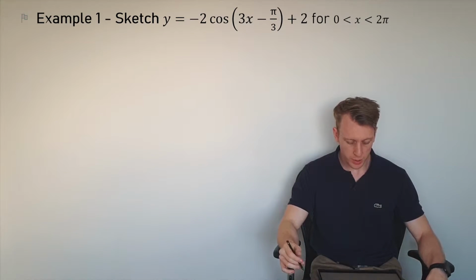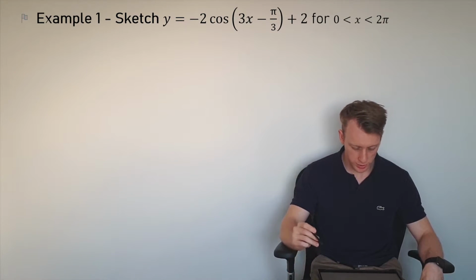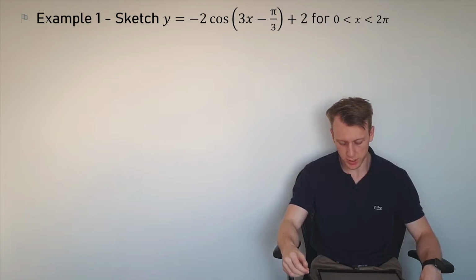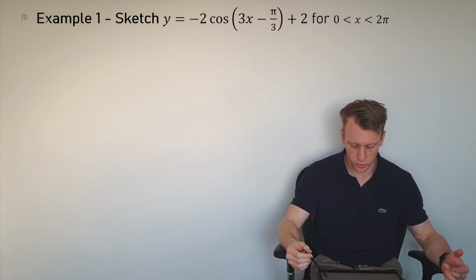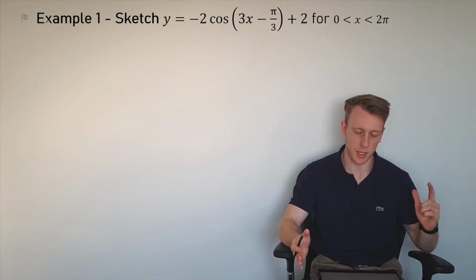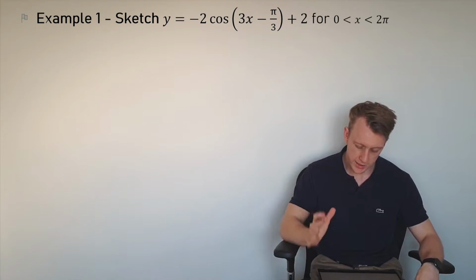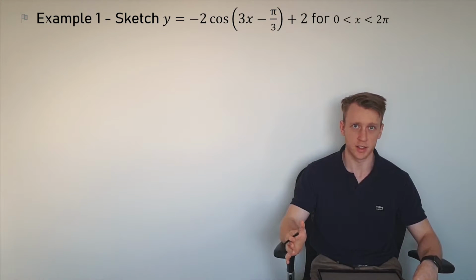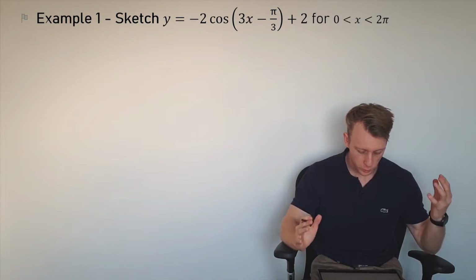So here's an example when I think a sledgehammer is necessary. I look at this function y equals -2 cos of (3x minus pi on 3) plus 2.4, and we want to sketch it between 0 and 2 pi. This function is particularly disgusting, really. It's filthy, right? We need to clean it up.